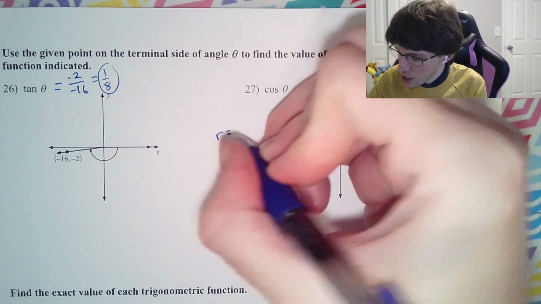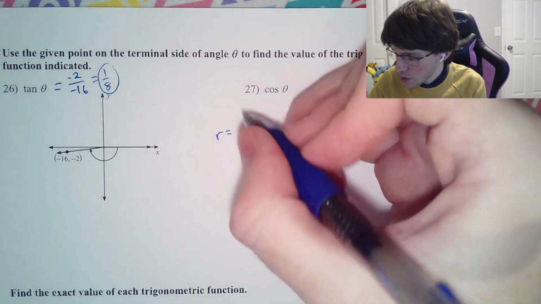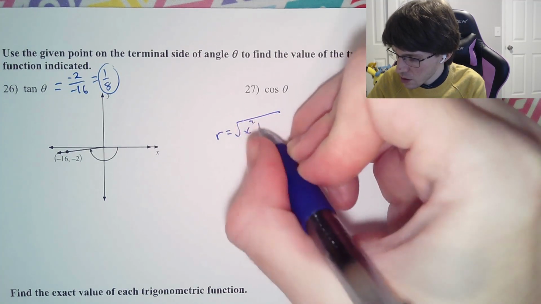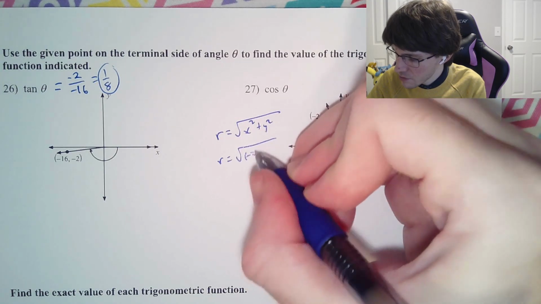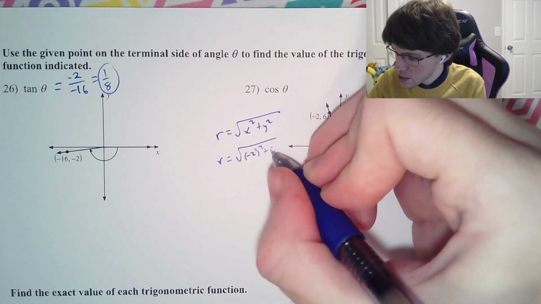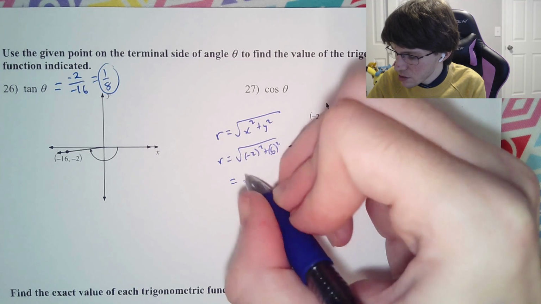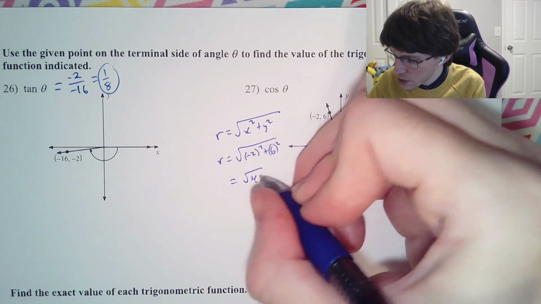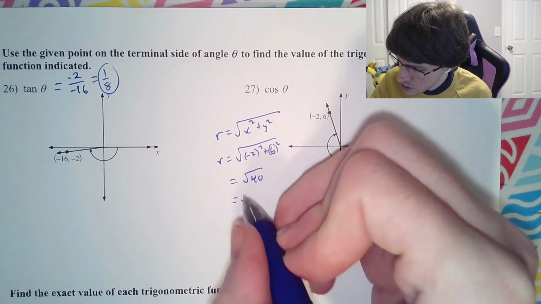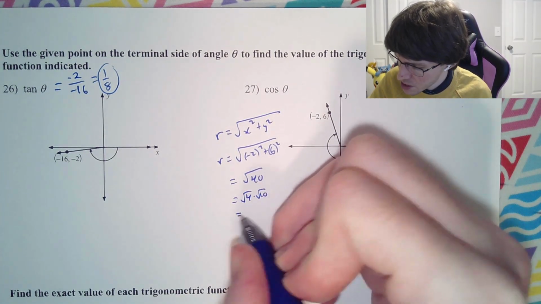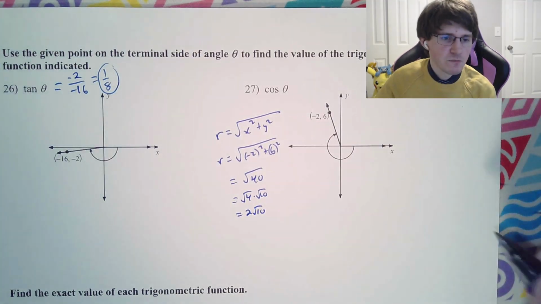We could say that the radius squared is going to be x squared plus y squared, or the radius is just the square root of x squared plus y squared, like so. So you have the radius being the square root of (-2) squared plus 6 squared, and that's going to be the square root of 40. If your teacher requires it, remember that this can be rewritten as the square root of 4 times the square root of 10, which is the same thing as 2 square root of 10.